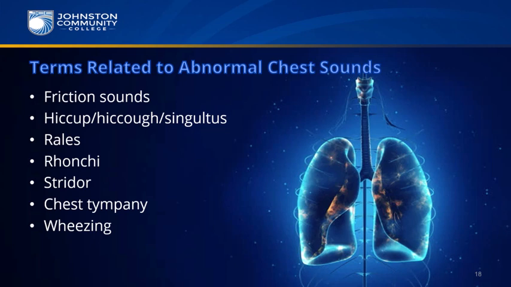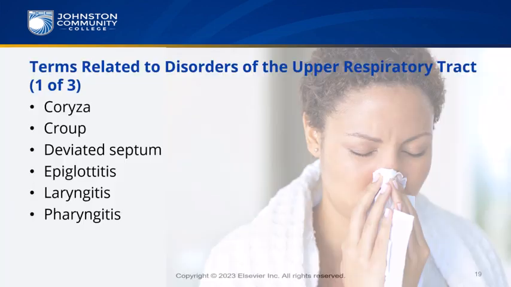Then we have stridor, a high-pitched inspiratory sound from the larynx. It is a sign of an upper airway obstruction. Then we have chest tympany, which is a low-pitched, resonant sound heard in the chest. And finally, wheezing, which is a whistling sound made during breathing. Now let's look at some terms related to disorders of the upper respiratory tract. First here we have coryza, which is the term for the common cold.